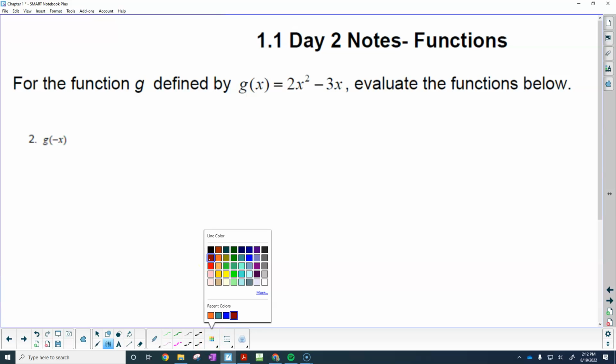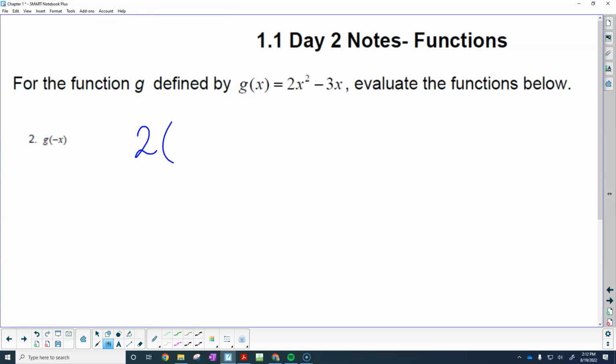So this is going to be 2 times negative x squared minus 3 times an x. So when we drop in negative x, if you notice, our original first term was 2x squared. Our brand new term, is it going to be the same as the original? It is. What happens when you square a negative? It's a positive. So this term right here stays as 2x squared.